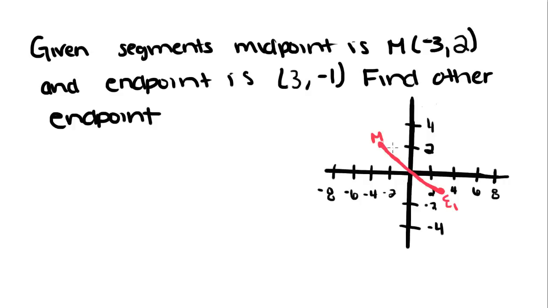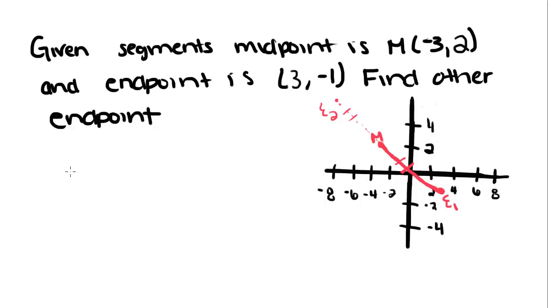So we're trying to find the other endpoint of this segment. And if you think about it, the other endpoint has to be up here somewhere, because M has to be between endpoint 1 and endpoint 2 for it to be a midpoint. And the distance here needs to be congruent to the distance there. So we're going to have to work backwards a little bit.